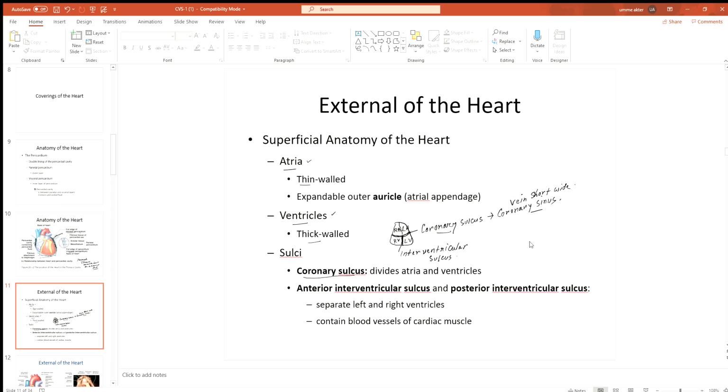There are two. One is in the front of the heart. If this is the front, you will see it here. So that is called the anterior, and another is in the back between two ventricles. That is the posterior interventricular sulcus. We'll see that in the next picture. See, anterior interventricular, posterior interventricular between two ventricles.